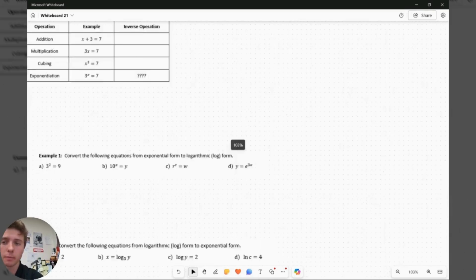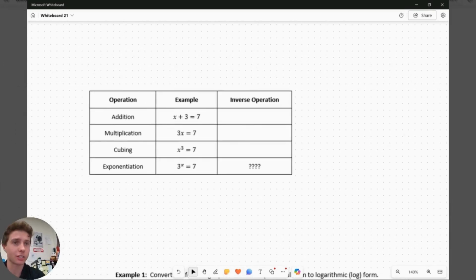Today we're looking at our 2.9 notes. 2.9 is all about logarithmic functions. This is a new concept for us, a new idea. So let's just start by introducing it.